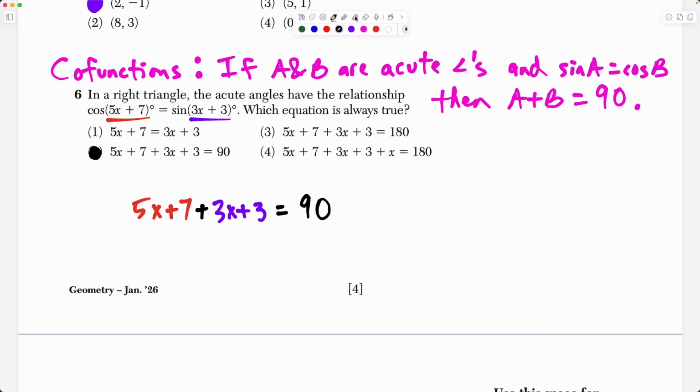The $1 million phrase in this question, notice they had to tell us that we're in a right triangle and that the acute angles have the relationship that they gave us here. Okay, so if they don't say acute angles, then we can't use this idea. But for the geometry regents, trigonometry, we're staying inside of right triangles for all of trigonometry. The only time we're really using trig outside of a right triangle is when we're finding the area of a triangle using the area of a triangle trig formula. Okay, but for the cofunctions question, we're in a right triangle, so definitely choice 2.